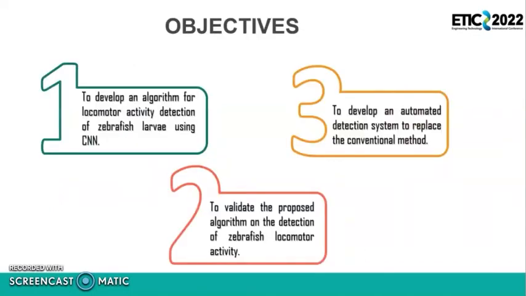Okay, reflected to the problem statement given. The first objective for this project is to develop an algorithm for locomotor activity detection of zebrafish larvae using CNN. Second is to validate the proposed algorithm on the detection of zebrafish locomotor activity. And the third one is to develop an automated system to replace the conventional method.